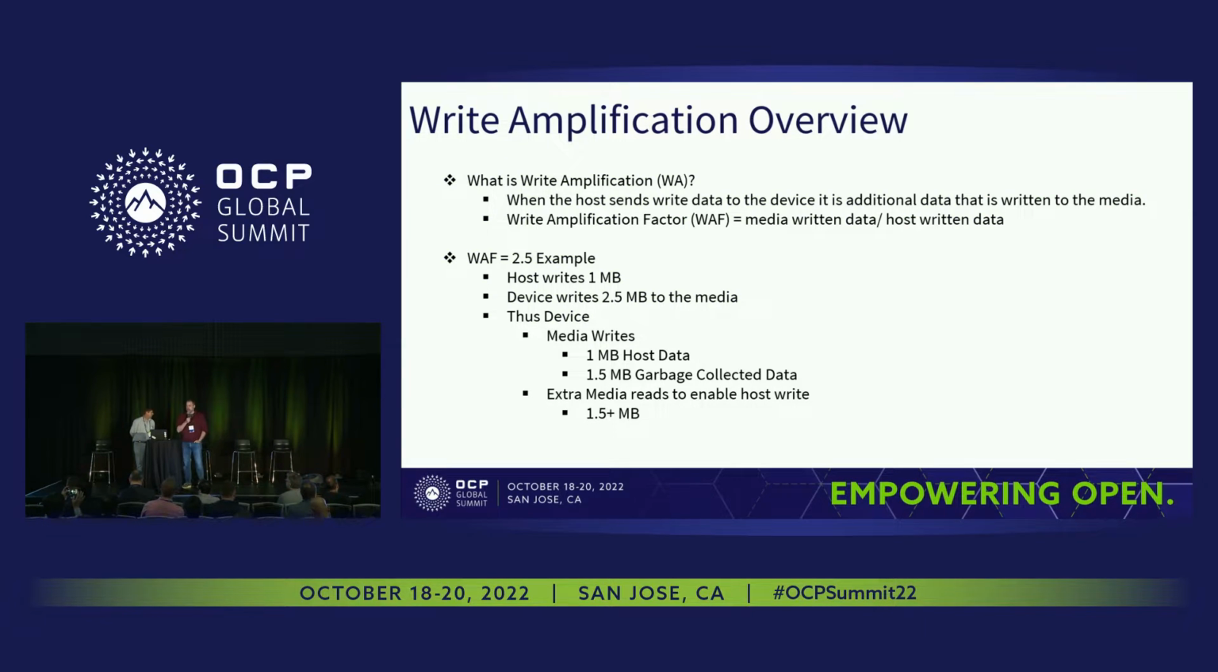So we're going to talk a little bit about write amplification. For those of you that are not familiar, write amplification is basically when the host sends data to a drive, and there actually is more data written than what the host sends. The write amplification factor is defined as the total data written to the media divided by the application data written. For example, with a WAF of 2.5, the host writes 1 megabyte, but there's 2.5 megabytes written to the media on the drive. In this case, it would be 1 megabyte of actual user host data and 1.5 megabytes of garbage collected data. So you end up with this extra 1.5 megabytes of data that's both read and written as part of this WAF 2.5 example.